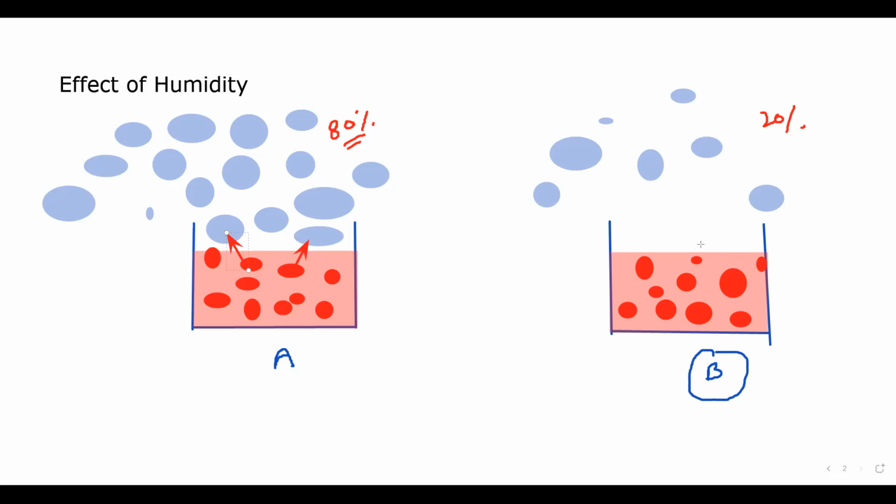But because of less humidity, the particles have enough space because there are fewer water molecules in the atmosphere. So that's why a greater number of particles can come out. So the rate of evaporation in a humid condition is slower as compared to a dry condition. Is it clear how humidity affects evaporation?